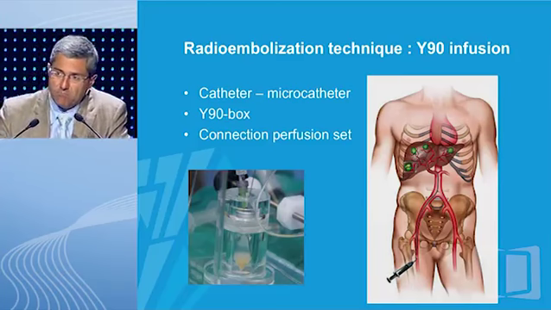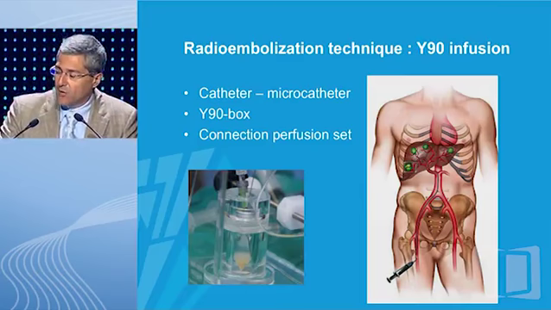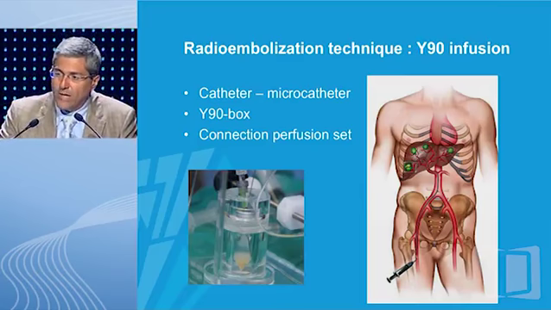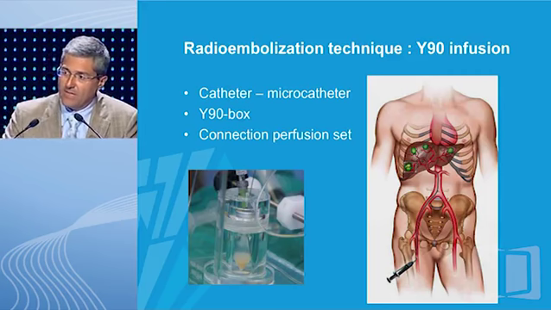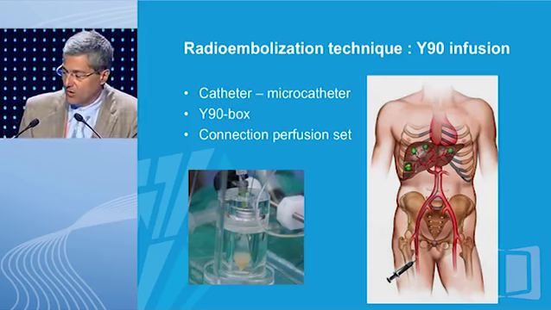So then 1 or 2 weeks later, we can go for the Y90 infusion, which is again a catheter-directed therapy where we place the catheter and the microcatheters in the same place as during the workup. Then we connect the microcatheter to the Y90 box, and we infuse the Y90 microspheres very slowly.